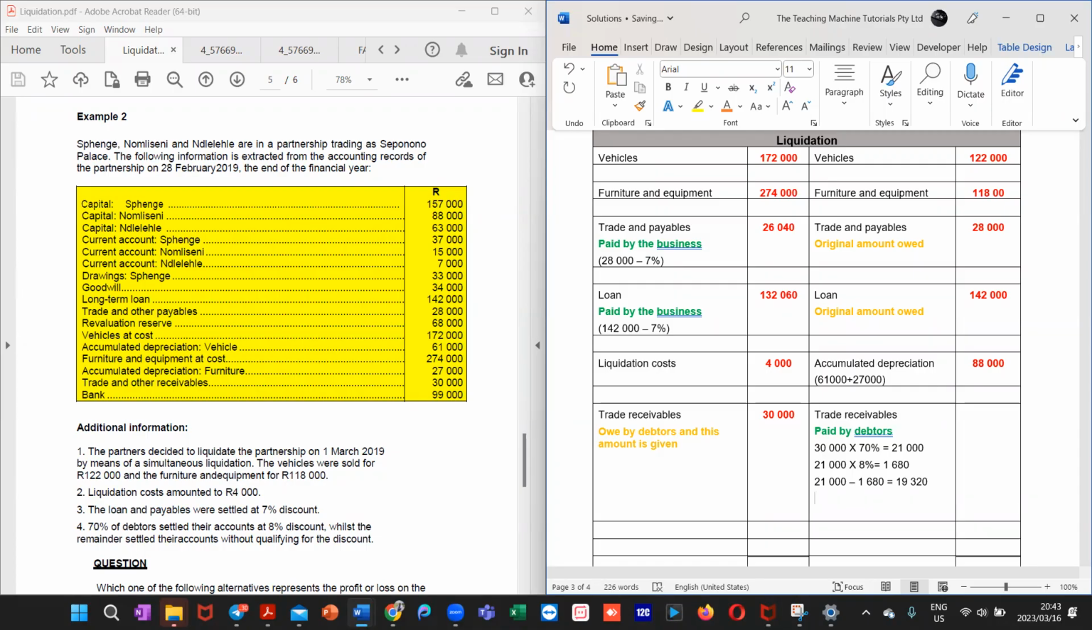Okay. Now, we need to know what is the other portion from 30,000, multiplied by 30%, because these ones don't qualify for discount. So we are expecting the exact amount. How much is 30% of 30,000? I think it's 9,000.